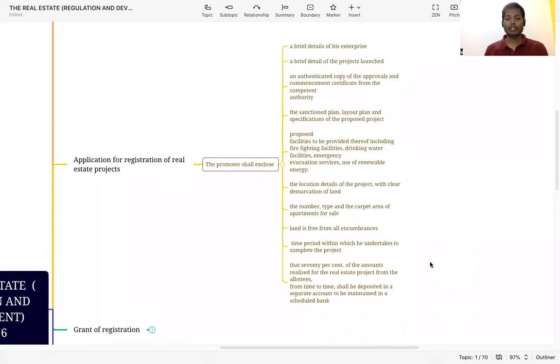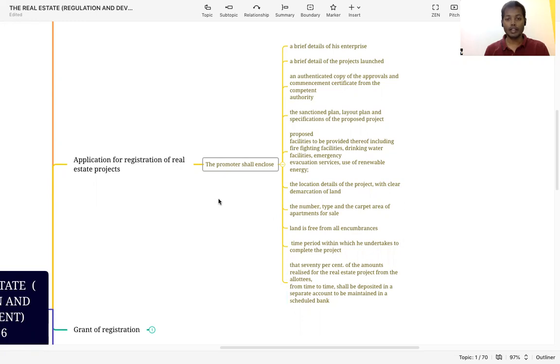And one more thing which is important: the builder and developer just need to create a bank account in a scheduled bank. That account is only for the purpose of putting money taken from the allottee in that account, and that money will be used for this project only. So 70% of the amount builders need to put into that account, and that money will be used for the construction purpose only.